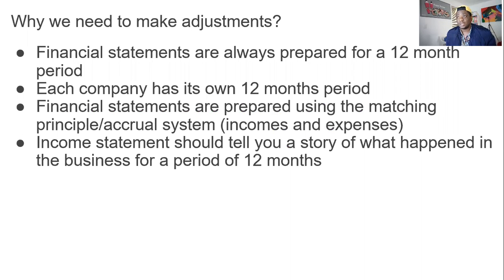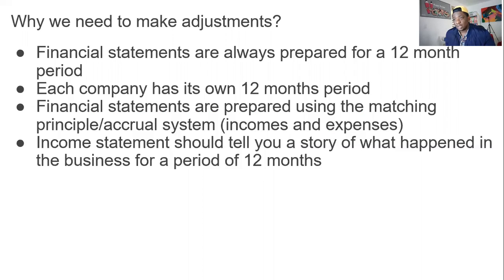Why do we need to make adjustments? Financial statements are always prepared for a 12-month period. So you have a 12-month period in which you need to prepare income statements, and you need to make sure that you are matching everything to the year in which it belongs. Each company has its own 12-month period. Financial statements are prepared using the matching principle or accrual systems for incomes and expenses. The income statement should tell you a story of what happened in the business for a period of 12 months.